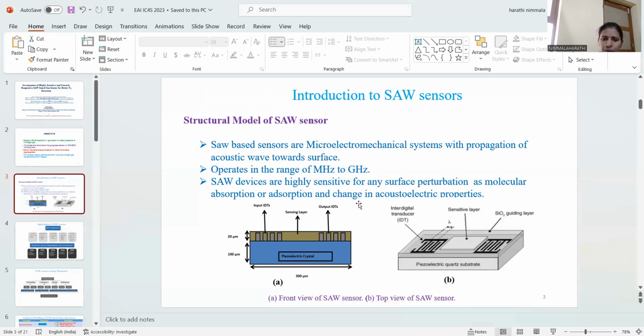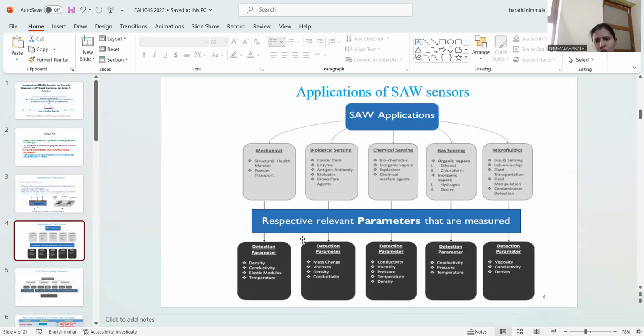So now, this is the proposed device for detecting ammonia gas. Here are the IDTs which we have designed: these are the input IDTs, these are the output IDTs, this is the piezoelectric crystal, and this is the sensing layer. This surface acoustic wave sensor has wide varieties of applications. It can be used as a gas sensor, a chemical sensor, a mechanical sensor like a pressure sensor, and it can be used as a force sensor too.